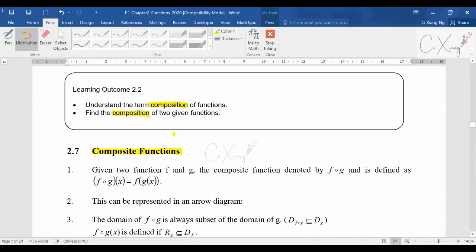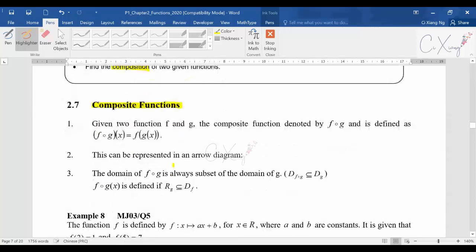So I will go with some basic idea first. Then after that, I will discuss the new concept that is being introduced here. All right, okay, so let's start with the basic idea about the composite function.